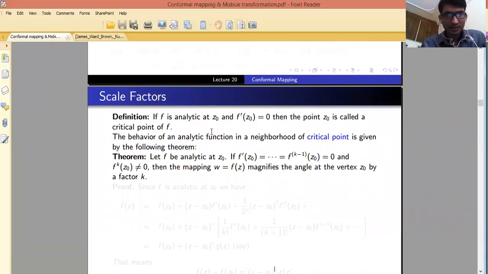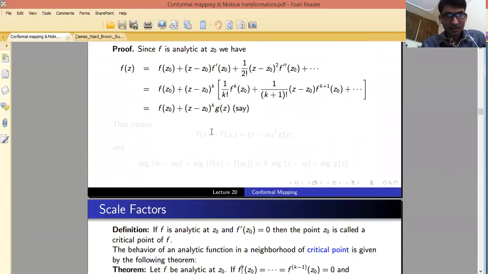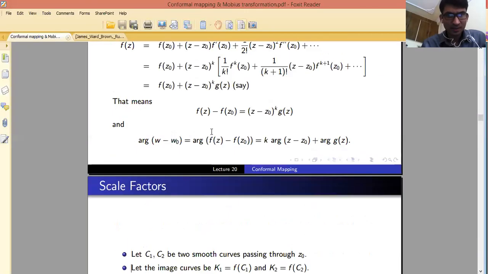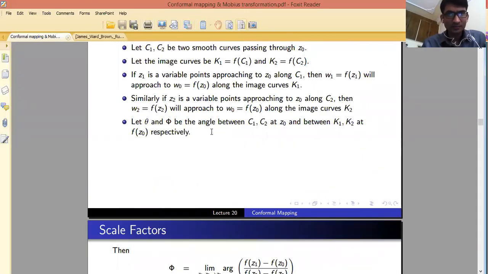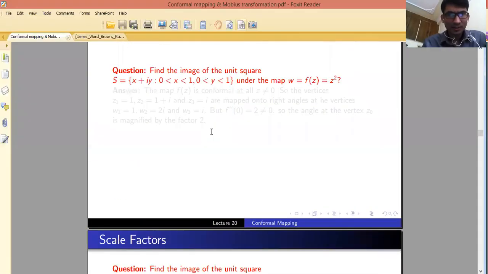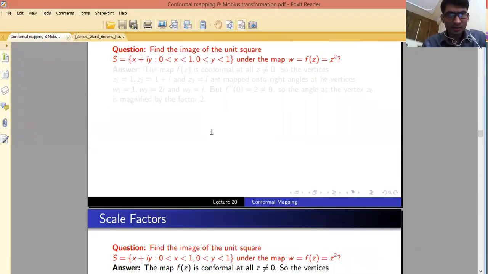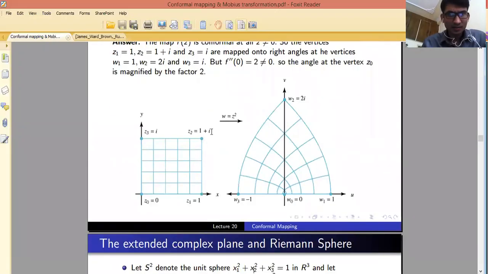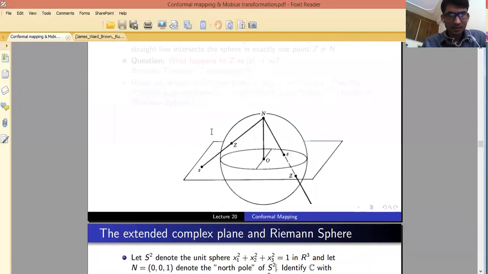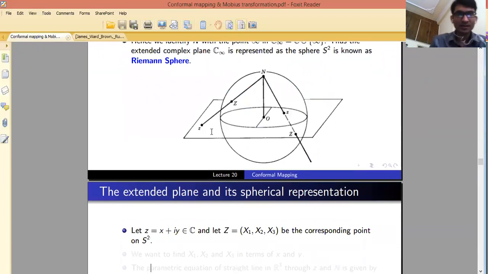You can see here, and here is a proof. Our main motto for this is to discuss the conformal mapping in a simple way.